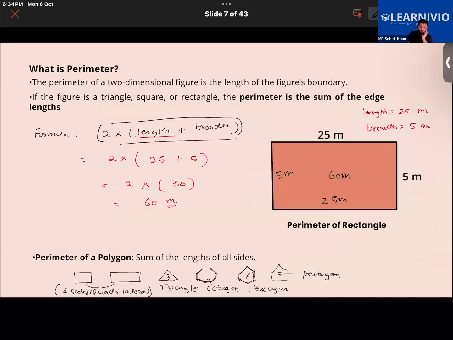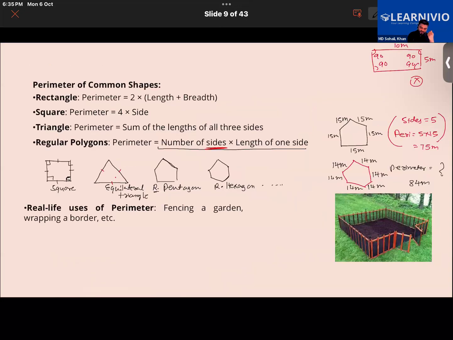Further, we learned about the perimeter. Perimeter is basically the total length of the boundary of a given closed figure. That is the sum of all the line segments. Now suppose you have to find the perimeter of regular polygons. In a square, all sides and all angles are equal. In an equilateral triangle, all three sides and all three angles are equal. Same goes for other regular polygons, like a pentagon with 5 sides and a hexagon with 6 sides.